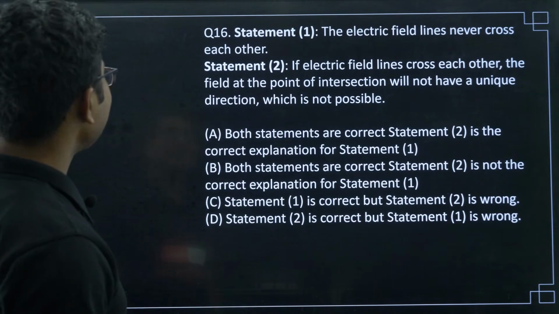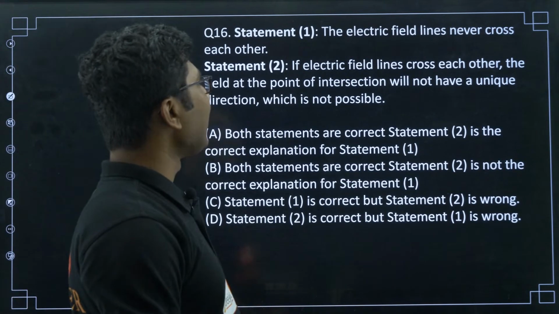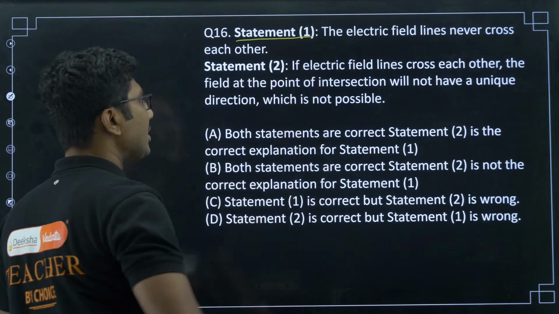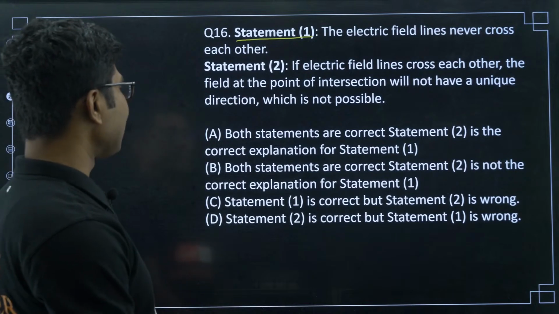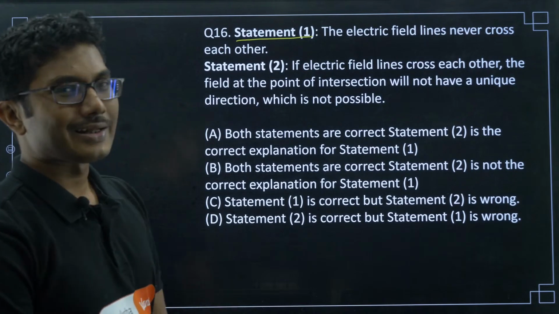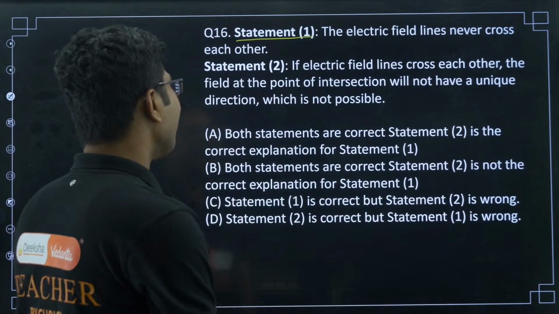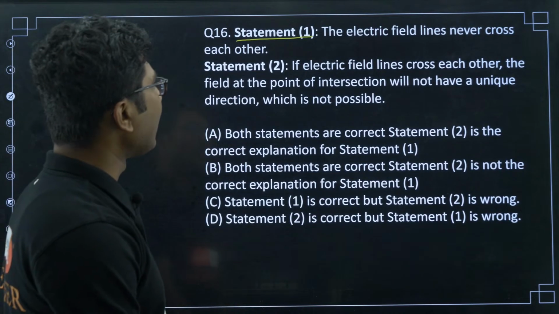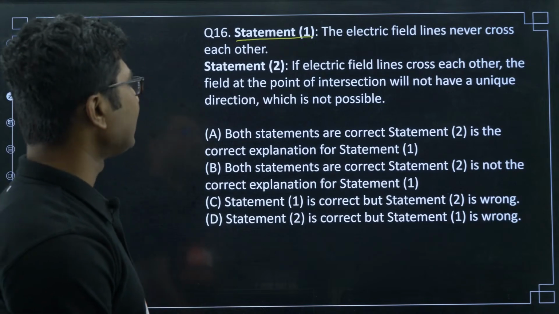Question number 16. Statement 1: the electric field lines never cross each other. There are two statements, and we have to check what the statements are and what the explanation is. Okay, this is an assertion and reason question. So, statement 1: the electric field lines never cross each other.